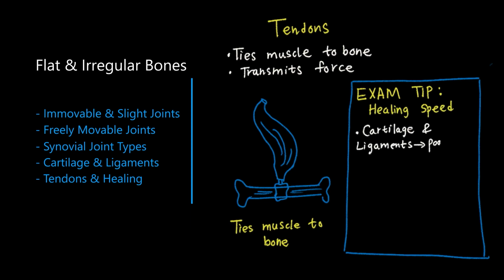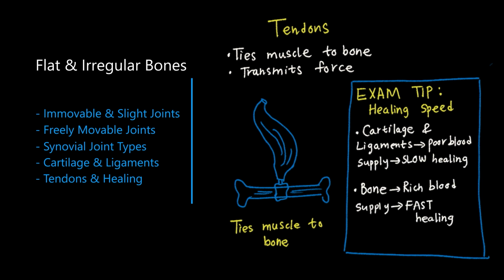One last crucial point. Cartilage and ligaments have a very poor blood supply, which is why injuries to them, like a torn ACL or cartilage damage, heal so slowly or sometimes require surgery. Bones, on the other hand, have a rich blood supply and heal much more quickly.